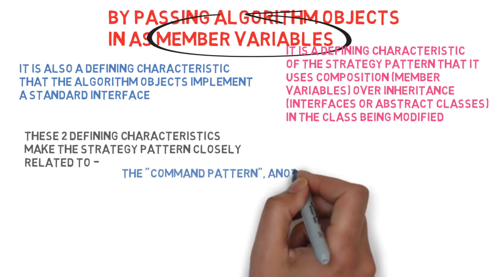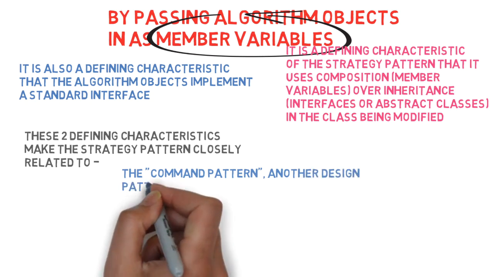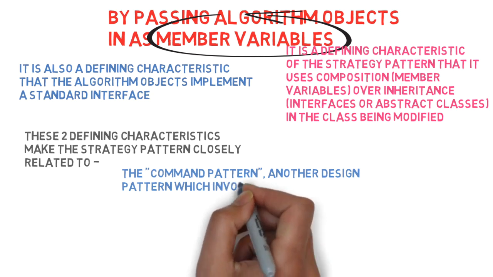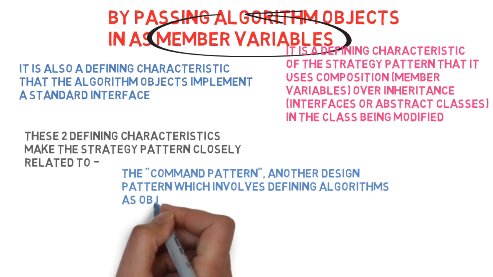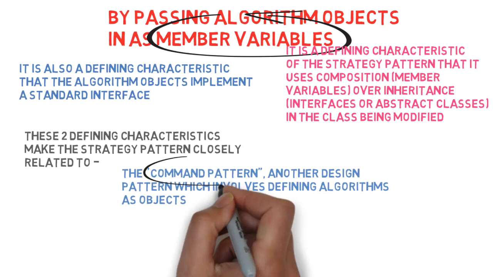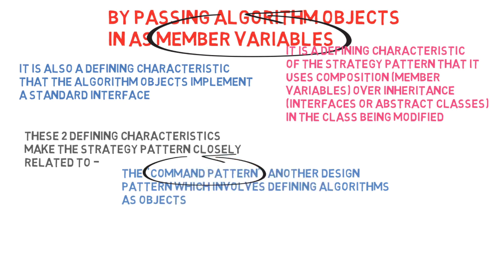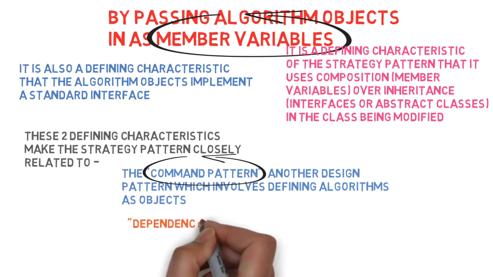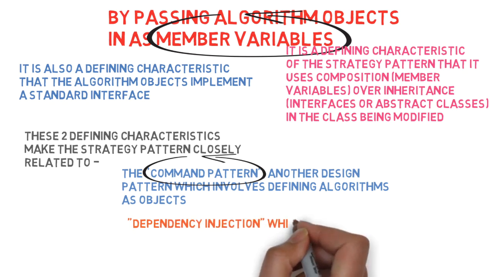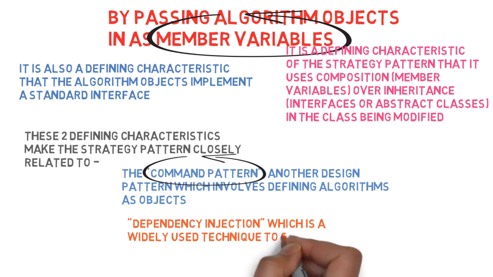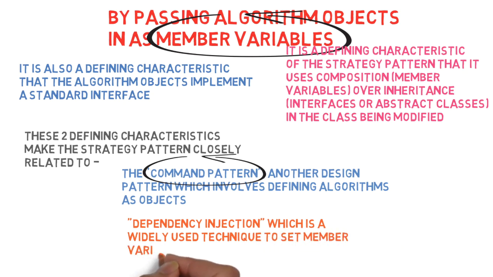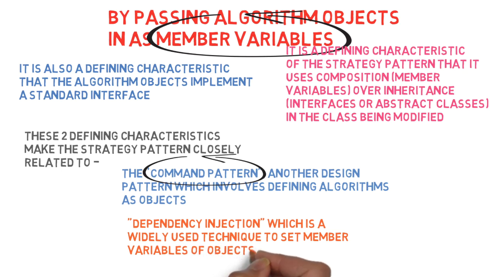The first one is the command pattern. The command pattern is another pattern which involves defining algorithms or a set of operations as objects which can be passed around. The strategy pattern does the same. So in that respect, it's very similar to the command pattern. Another design pattern is dependency injection. This is a design pattern which is used to set member variables of a class at runtime on the fly. We literally inject the specified member variables into a class at runtime. Since this pattern also uses composition, it's again very similar to the strategy pattern.